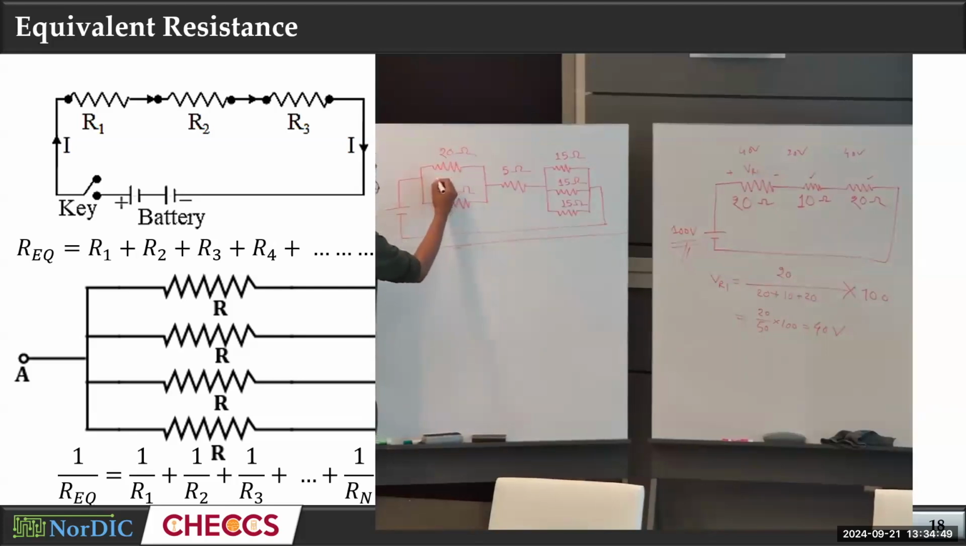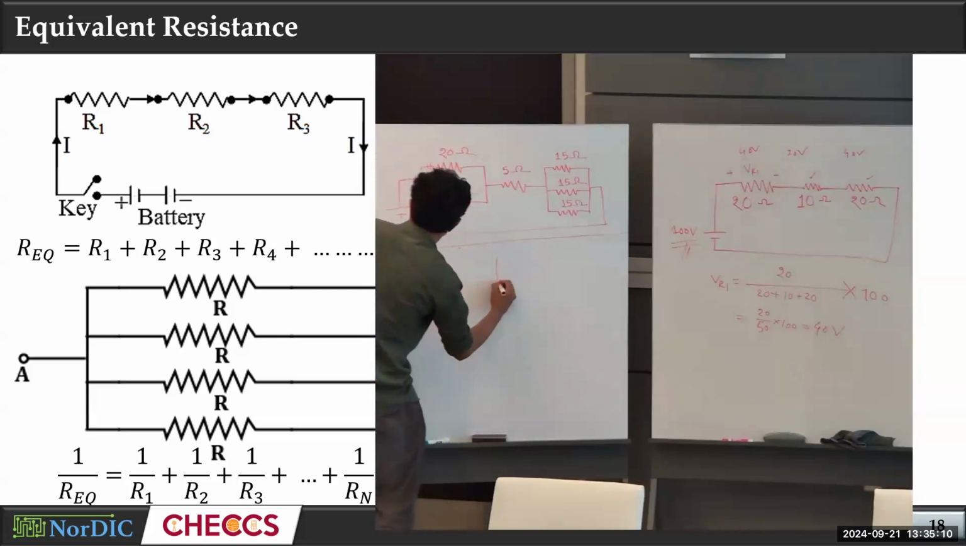So let's replace these two resistances by an equivalent resistance. What will it be? 10. So 1 by 20 plus 1 by 20 equals 1 by R. So 1 by R equals 2 by 20. R equals 20 by 2, or 10 ohms. So we can replace these two resistances by 10 ohms.